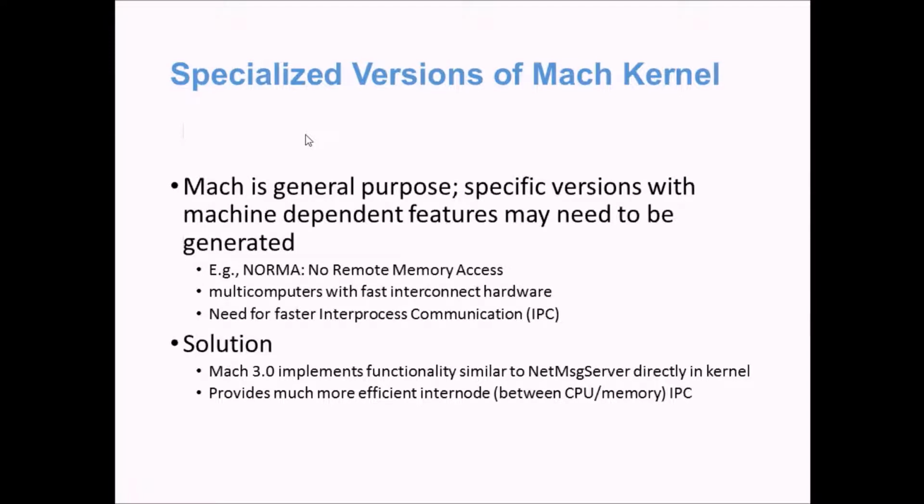Specialized versions of Mach kernel. Mach is a general kernel, but machine-dependent features may need to be generated, such as NORMA, no remote memory access. Multicomputers with fast interconnect hardware need faster inter-process communication. Solution: Mach 3.0 implements functionality similar to the net message server directly in the kernel and provides it as efficiently as the microkernel by connecting internode.